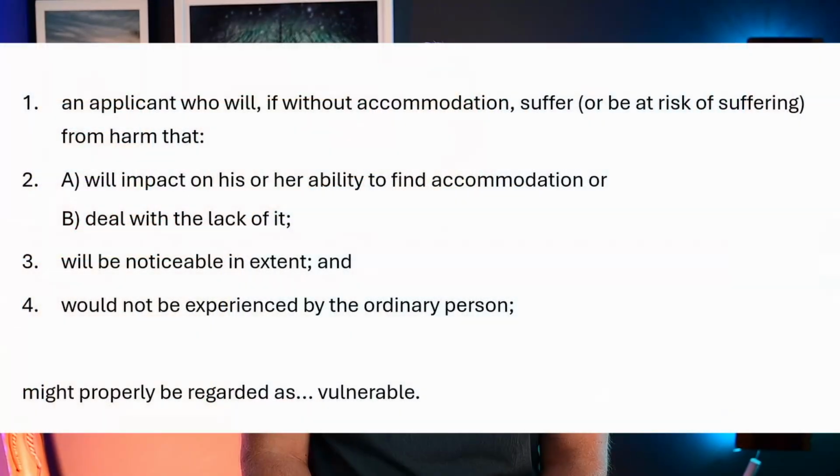And I put these numbers in here so I can then refer back to them in order, just so you can see what I'm talking about. So 1, an applicant who will, without accommodation, suffer or be at risk of suffering from harm that, 2A, will impact on his ability to find accommodation, or B, deal with the lack of it, 3, will be to a noticeable extent, and 4, would not be experienced by the ordinary person. Then they'll be in priority need effectively.